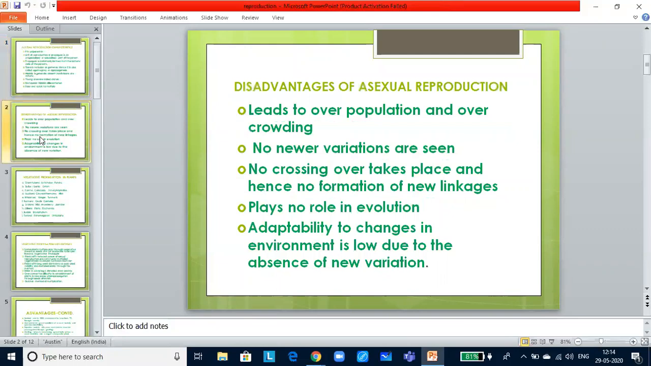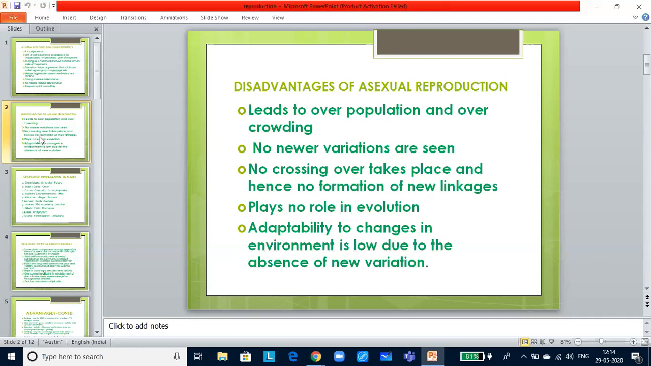Now what are the advantages? The characteristics also provide advantages, but let us look at the disadvantages of asexual reproduction. It leads to overpopulation and overcrowding, as a result of which there will be a lot of competition and no new variations are seen. Variations are possible only by meiotic divisions, wherein there will be exchange of the genetic material. But since there is no involvement of meiotic division, and it is only mitosis, no new variations are seen. Since no crossing over takes place, there will be no formation of new linkages.